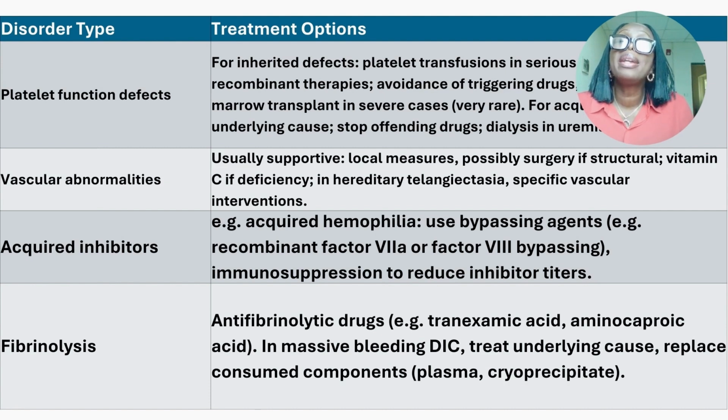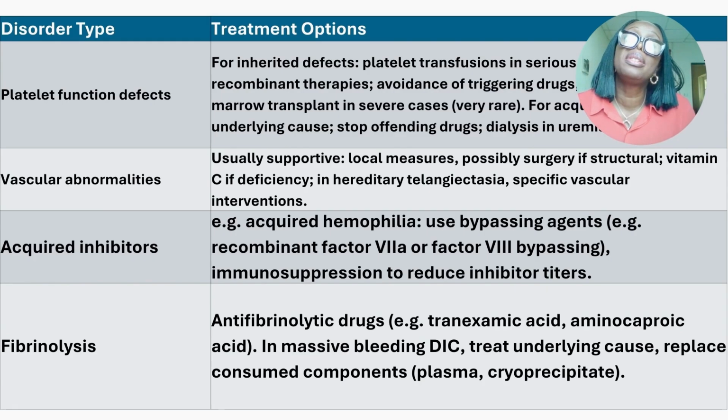Then we have acquired inhibitors. In cases of acquired hemophilia, that is an autoimmune disorder, an individual develops an autoantibody against his own factor 8. What happens in this case is that a bypassing agent is used. For example, recombinant activated factor 7 can be given to the patient so that you bypass the antibody. And also immunosuppressive drugs can be given to the patient to help bring down the autoantibody.